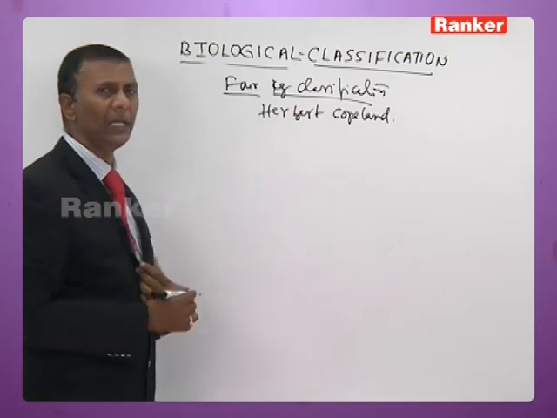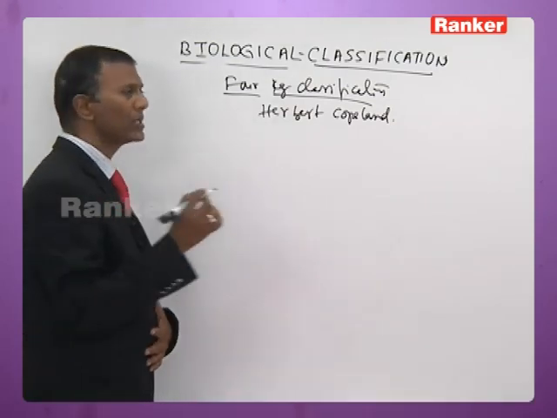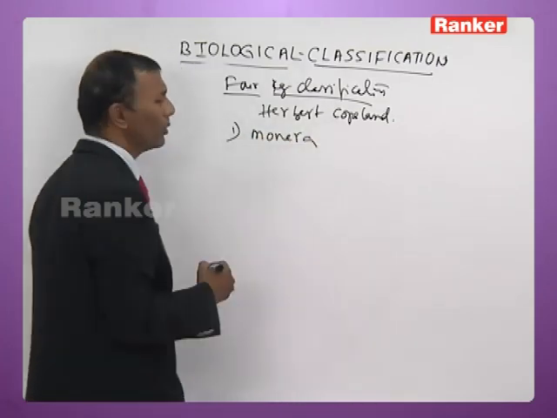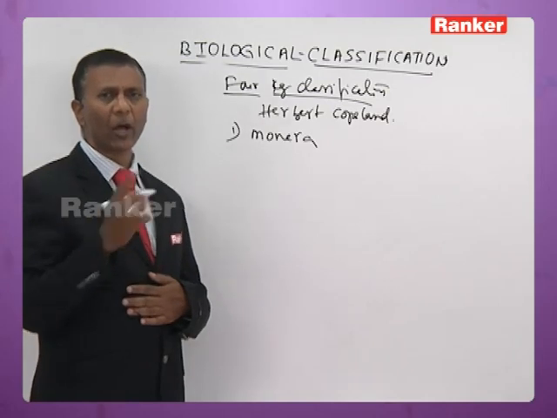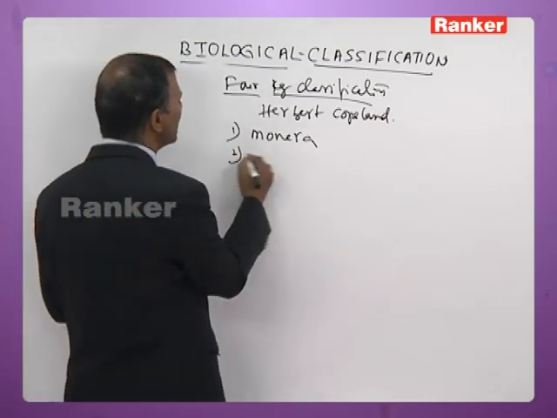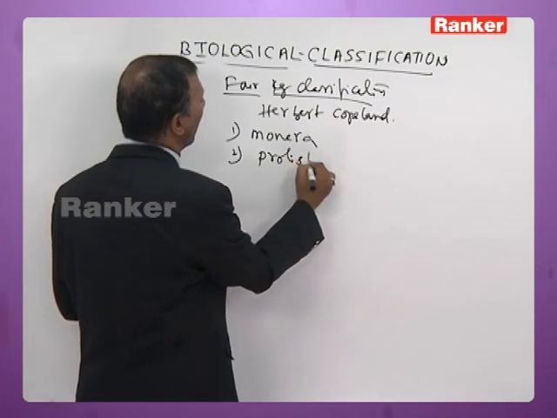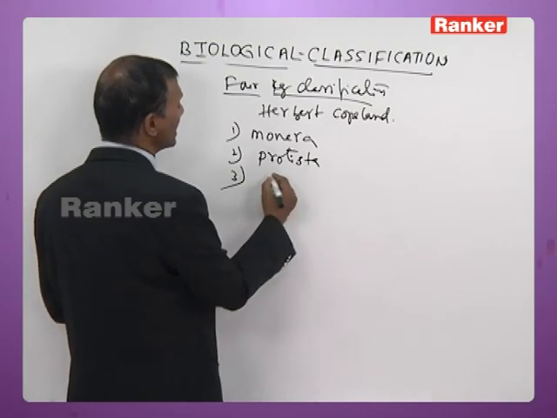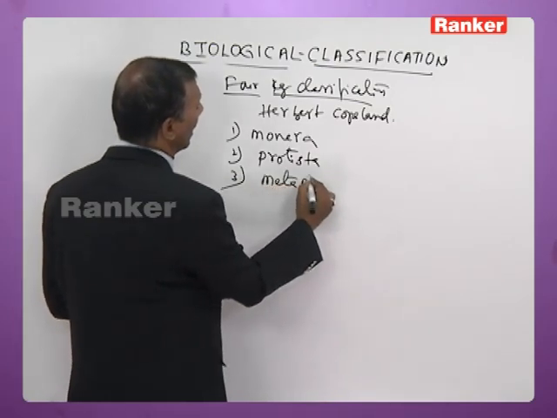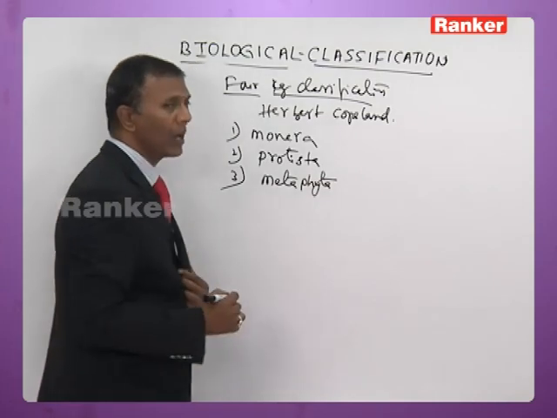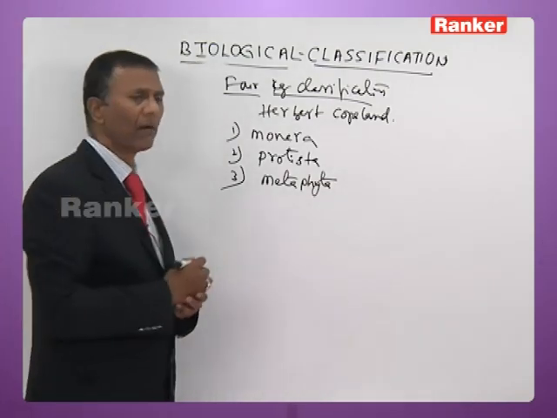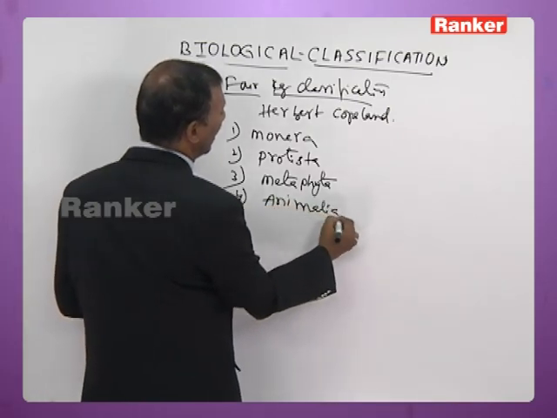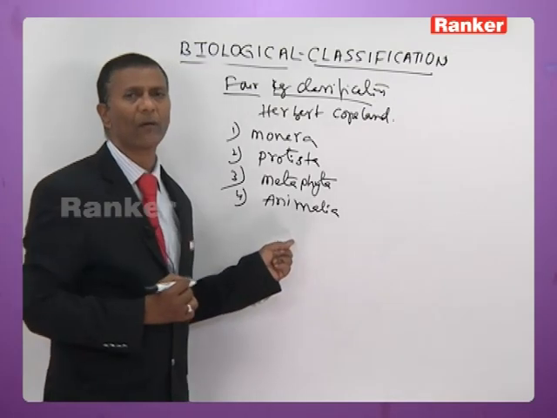Now he placed all the prokaryotic unicellular organisms under Monera. Under Monera, he has placed all prokaryotic unicellular organisms. The next is Protista. He placed all unicellular eukaryotes under this. The next is Metaphyta. He placed all multicellular autotrophs under Metaphyta. Next is Animalia. He placed all multicellular heterotrophs under this.